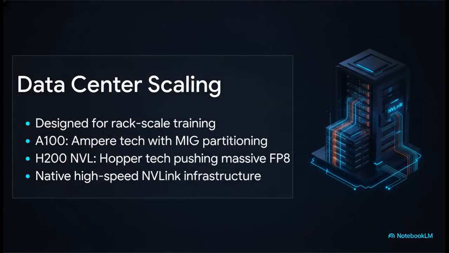Conversely, you've got the A100 and the H200 NVL, which are designed from the ground up for massive data center scaling. Both of these utilize MIG, that's multi-instance GPU, meaning you can partition one single GPU into up to 7 completely hardware-isolated instances. The H200 pushes just massive throughput for modern FP8 workloads, and both rely natively on that high-speed NVLink infrastructure we just talked about to train the world's largest models.